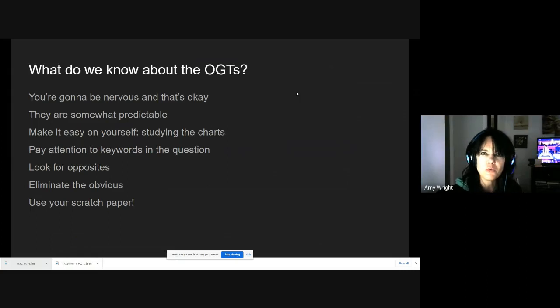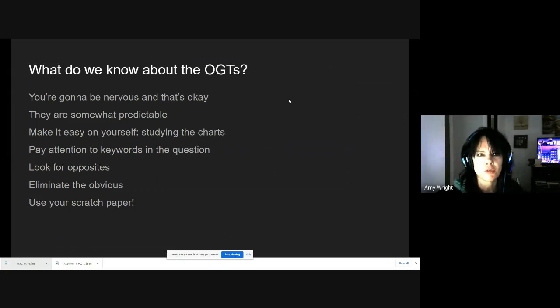Pay attention to the keywords in your question. If you're trying to eliminate answers, go back and look at your keywords. Sometimes your answer is embedded in the question, and I'll go over an example of that too. Also, look for opposites in your answers. Usually they have two answers that are saying the exact opposite thing of each other. One of them's right and one of them's exactly wrong. Eliminate the obvious. What I mean by that is they always have a garbage answer that makes zero sense. Get rid of that one right away and just eliminate those as you go along.